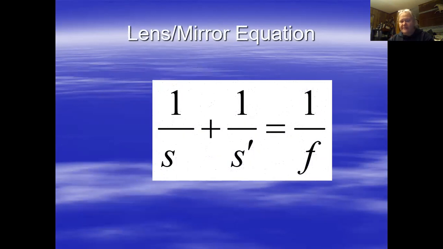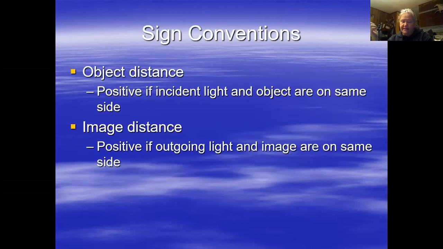So we talk about this equation, 1 over f is equal to 1 over s plus 1 over s prime, where f is the focal length, s is the object distance and s prime is the image distance. And then you need to worry about the signs of these things. So that's where we're going to get to right now. These sign conventions are listed here. The object distance is positive if the incident light, or the light coming in, and the object are on the same side. For us, pretty much that's always going to be true. It's always going to be positive.